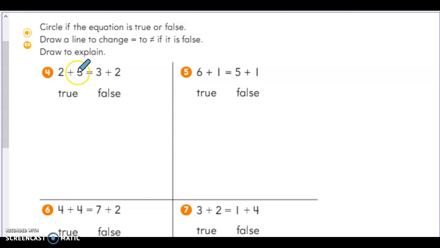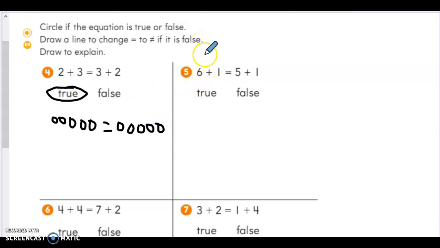So we have 2 plus 3 is equal to 3 plus 2. Is that true or is that false? It says draw to explain. So how many are on this side? 5. Equals. So this one is true because we have 5 and 5.